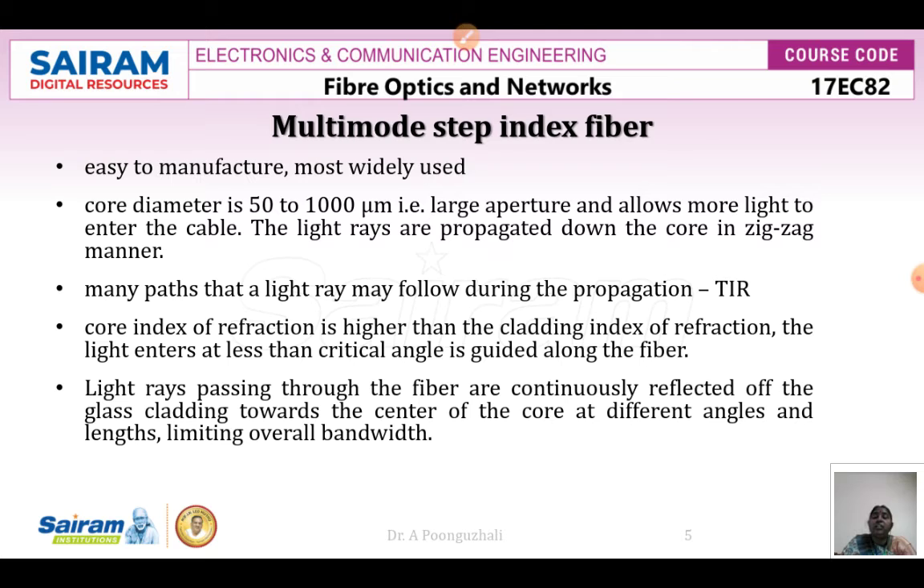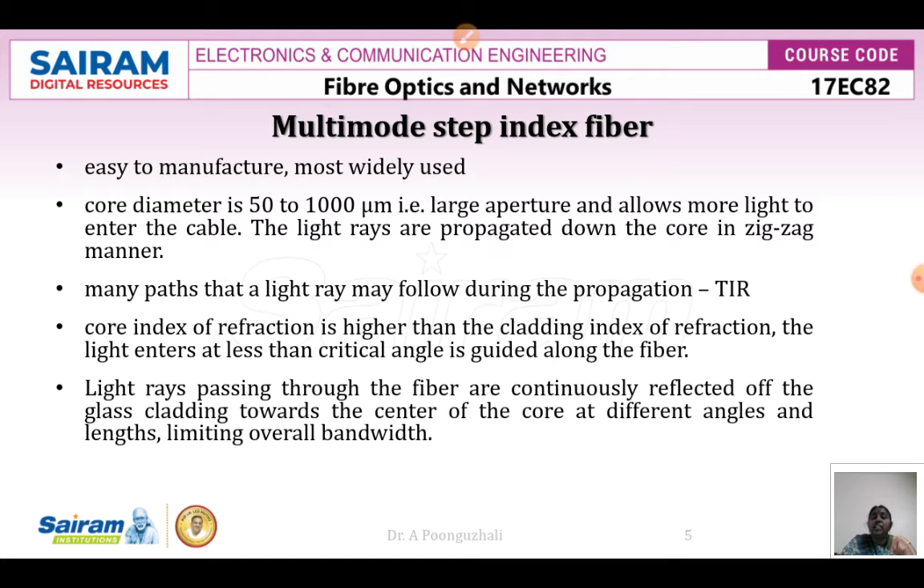So when I have the core diameter at 50 to 1000 micrometers, there is going to be a larger aperture. The numerical aperture is going to be more. When the numerical aperture is more, I can allow more light to propagate through the fiber. So when the light rays propagate down the fiber, they follow a zigzag path, and any light ray can be propagated through the fiber using a principle called total internal reflection.